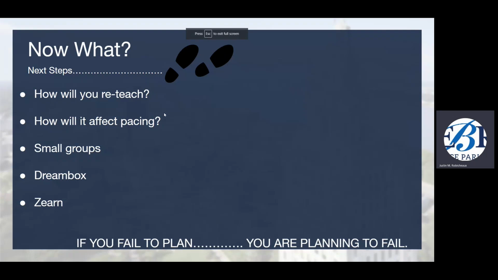So you have the data, now what? Well, the next steps, as we discussed with looking at the data, reteaching is always the best next step. Making sure that you've identified where students struggle would help you reteach and identify where you need to go next. The other thing is, how does this affect pacing? That's why we discussed small group instruction as maybe being the best route to go for those reteaching opportunities. The other opportunities that you have is to provide students with exposure to Dreambox and to Zern.